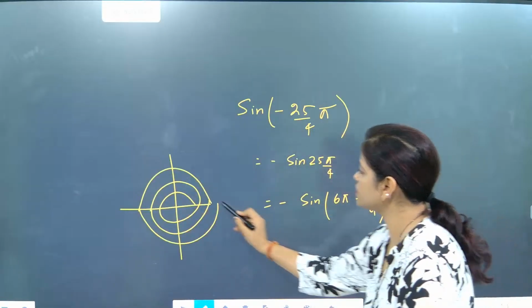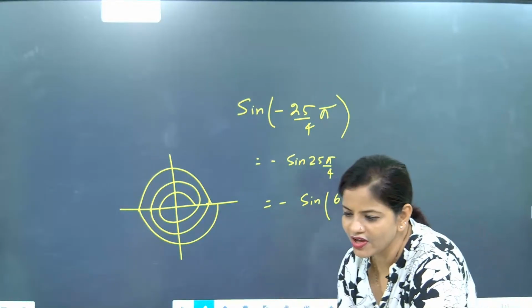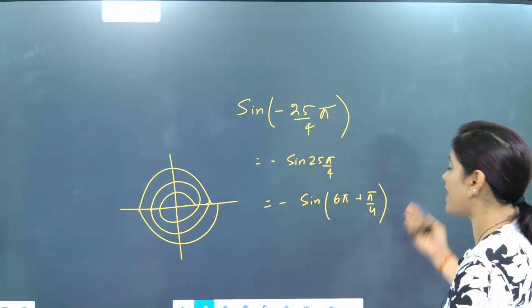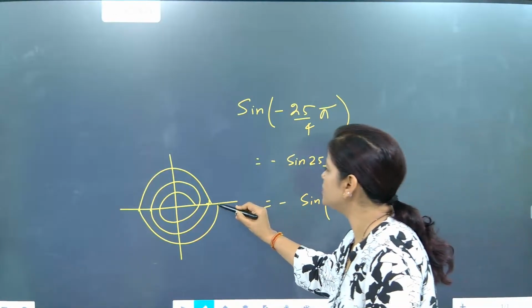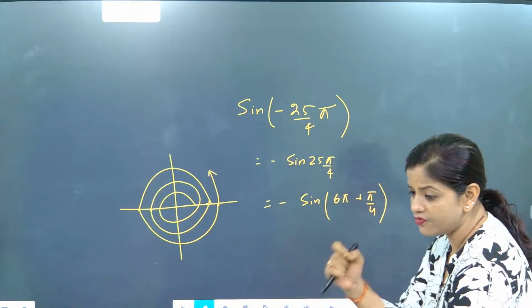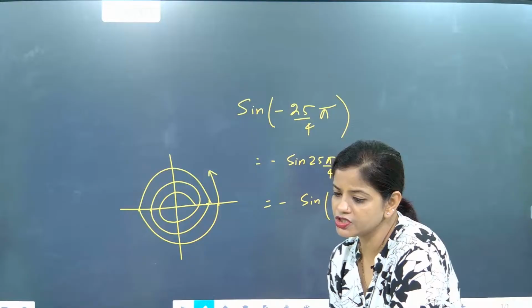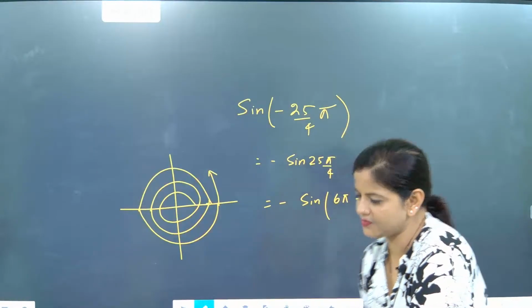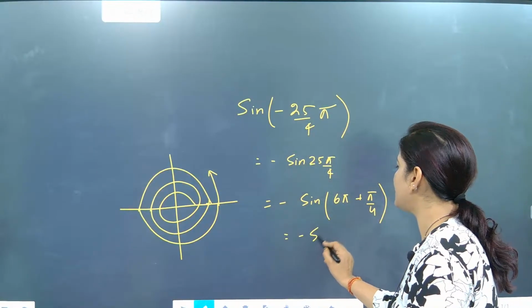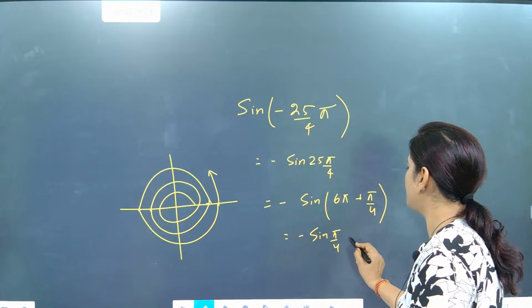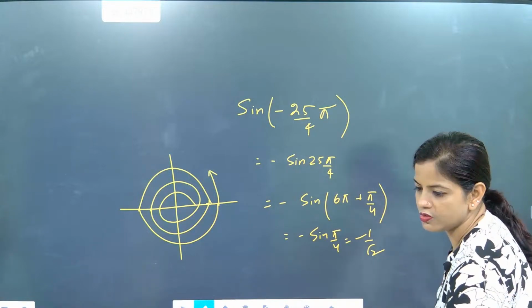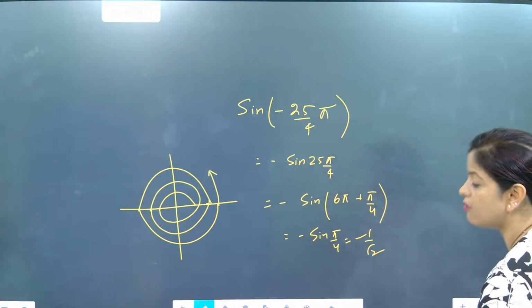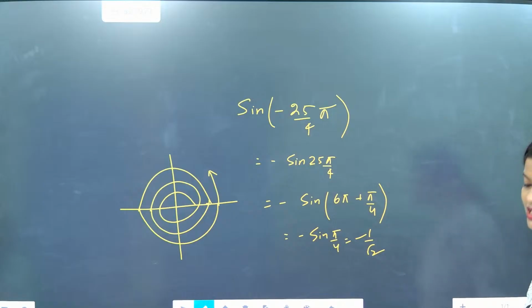And after 6 rotations, pi by 4 is 45. Pi by 4 is how much? Pi by 4 is 45. And we are just coming to first quadrant, and in first quadrant the trigonometric ratios are coming positive. So here it will become minus sine pi by 4. It will come minus 1 by root 2. We have not made anything complex. Today we learned how to make it simple.